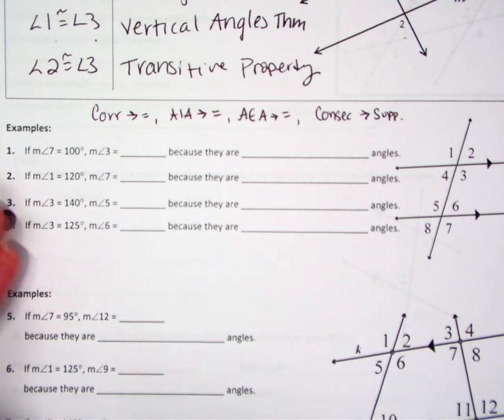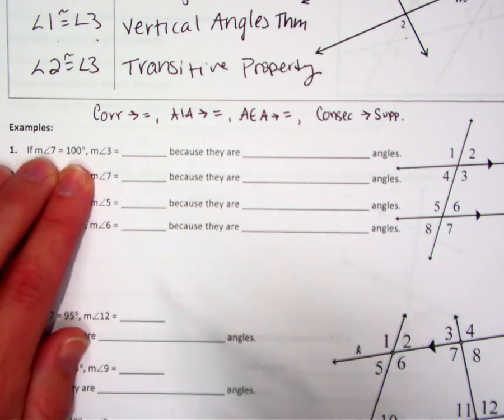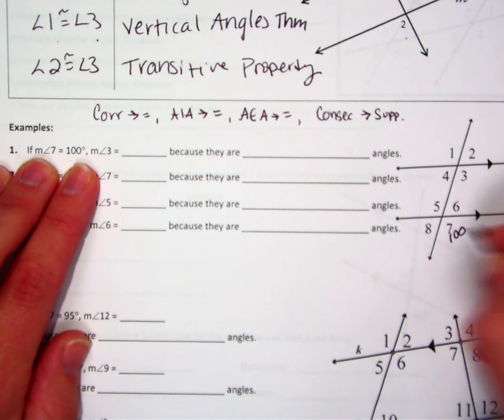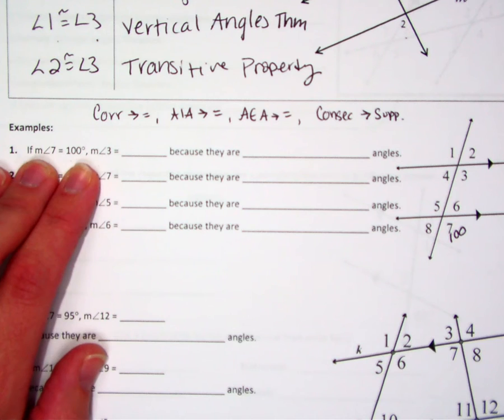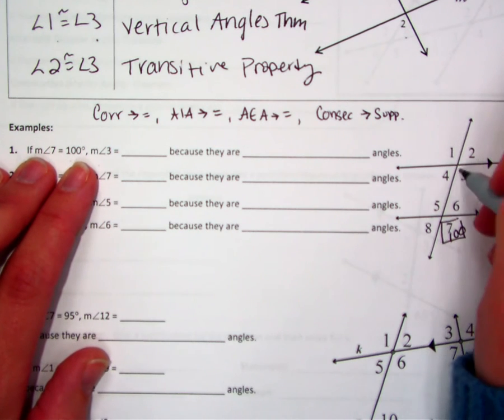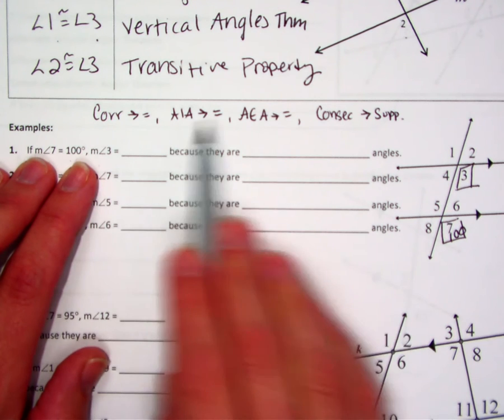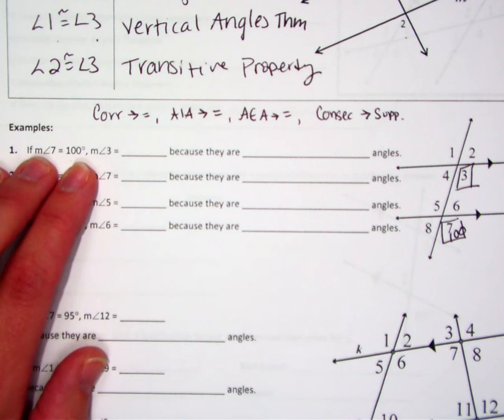Okay? So each problem is different. So angle 1, or the first problem, angle 7 is 100. So this first problem, angle 7 is 100, but the next problem, it's not 100. So they're not related to each other. So all you have to do is look at angles 7 and 3. What kind of angles are they? And then use that to figure out the measure.